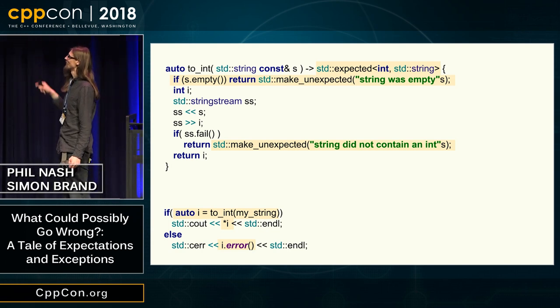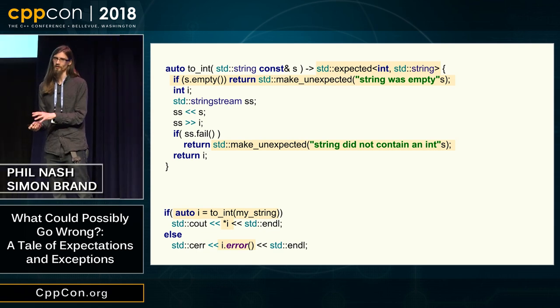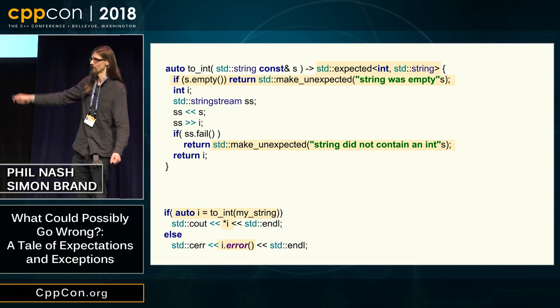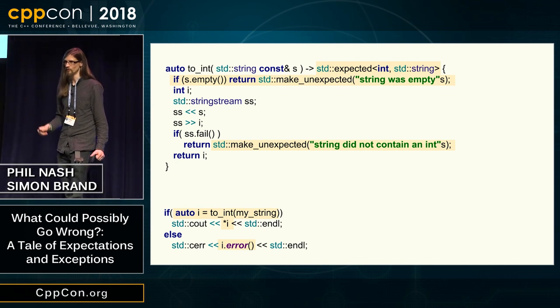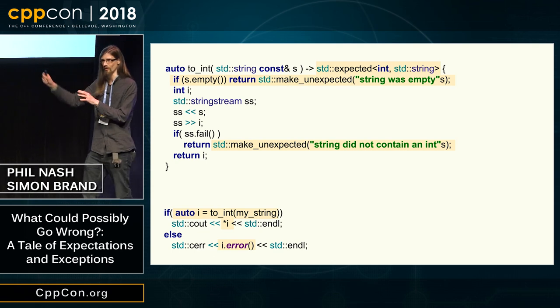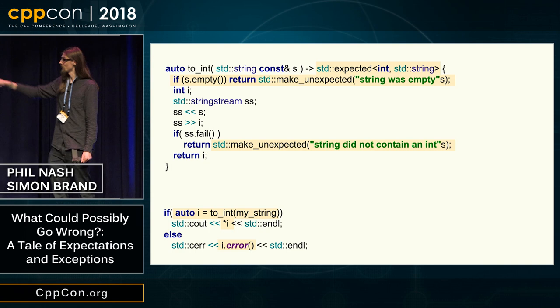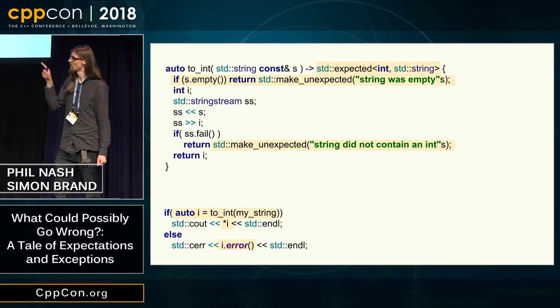Okay, so this is very similar, but expected is kind of designed so that returning the expected type is very easy. We just return the int. And returning the unexpected type, you need to try. You need to make it obvious. So that's how we would write our toInt function. And then our usage code down here is way better.